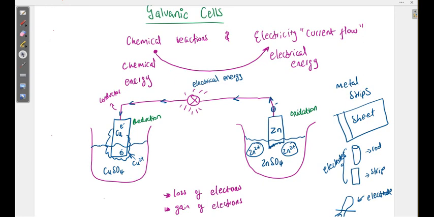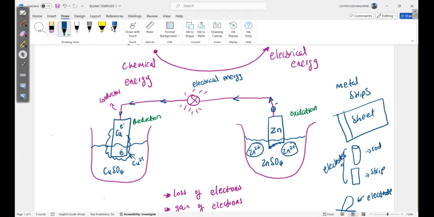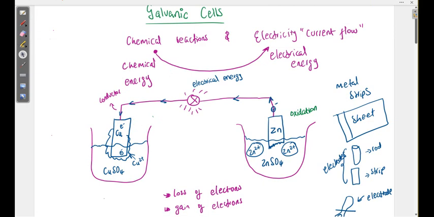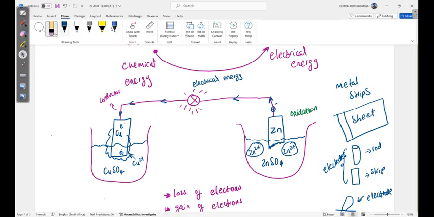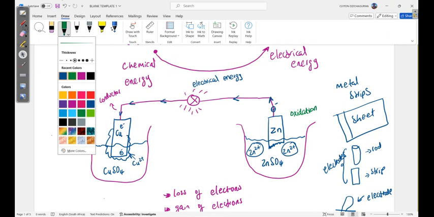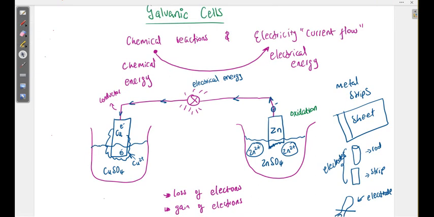And which ones are those? The oxidation reaction, which means the loss of electrons of zinc, and then the reduction reaction, which means the gain of electrons of the copper. It has caused electricity. Yes, that is the whole idea behind galvanic cells: one undergoes oxidation, the other one undergoes reduction. It's always like that.